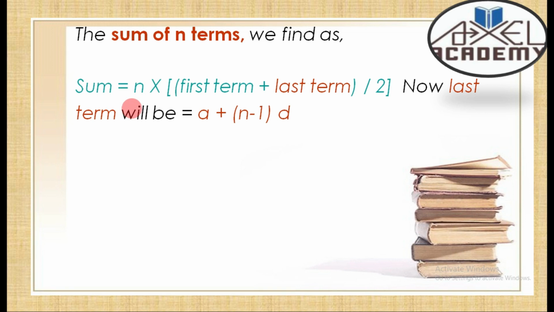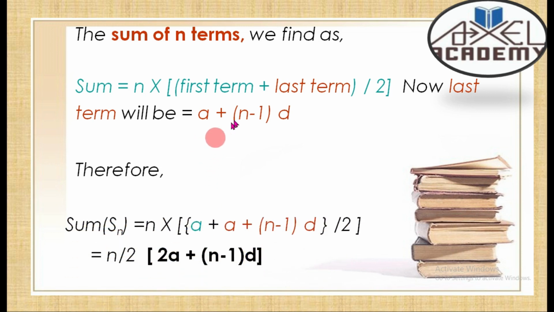Now the formula is: n into first term plus last term, and the whole thing you have to divide by 2. And here the last term is a plus n minus 1 into d. Correct? Where a, you know, is the first term, and n and d, I think all of you know. Okay, fine.